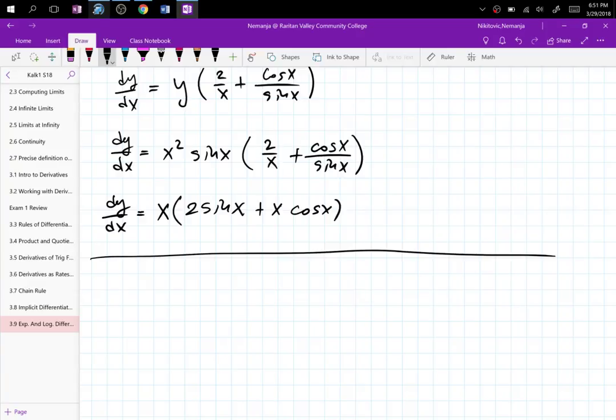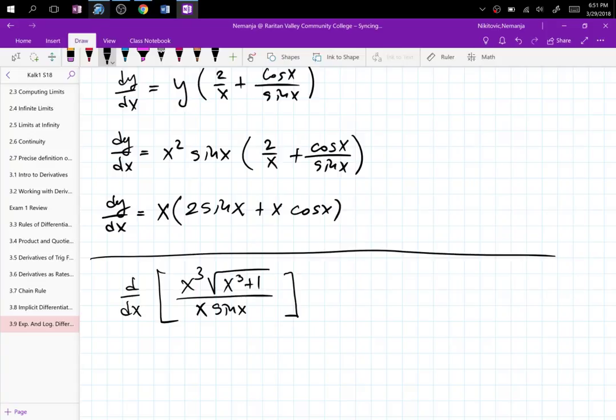So say that I have to take the derivative of x cubed times square root of x cubed plus 1 divided by sine x. I don't care, I put whatever. How about x? No, you can't do x because they will cancel with the cube up there. So just leave it like this.